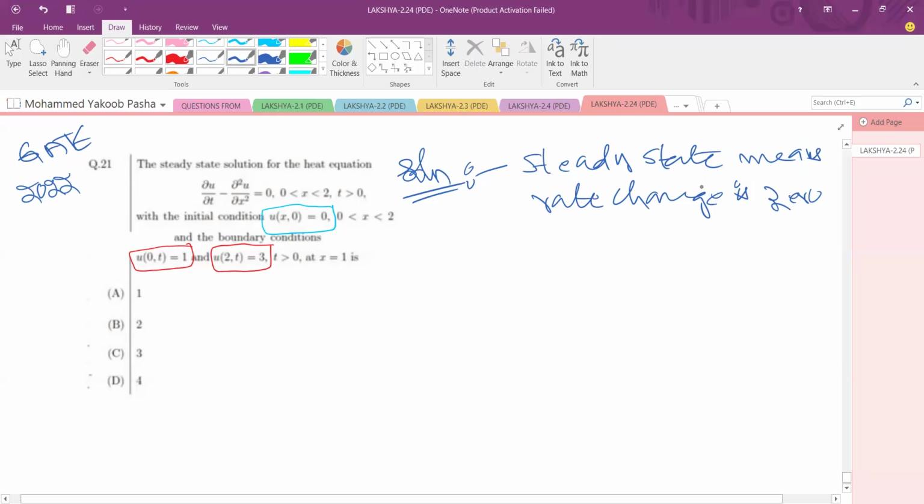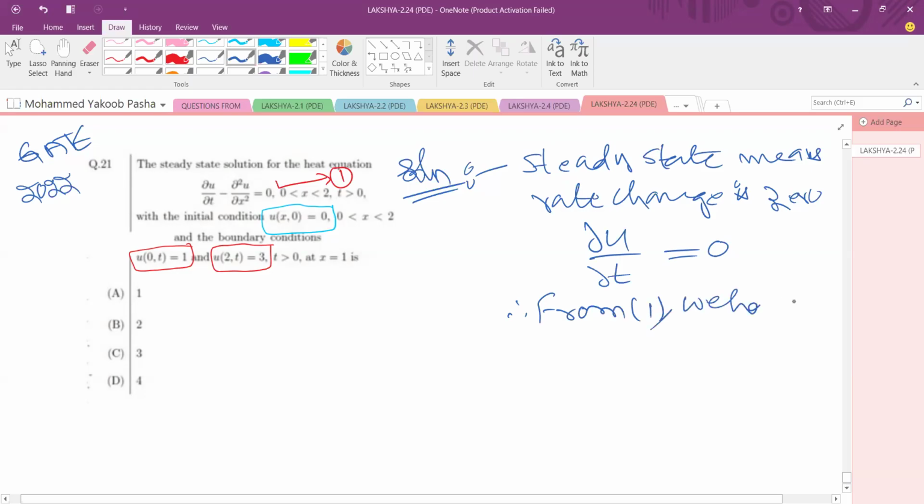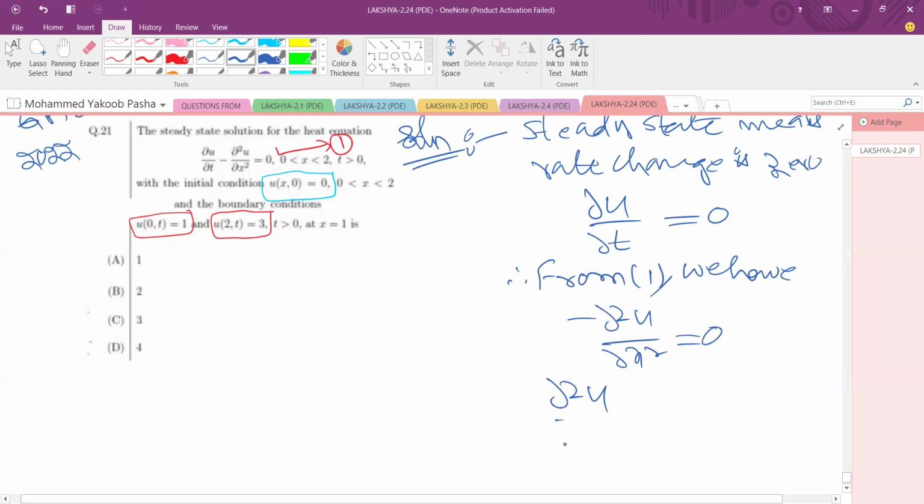So steady state means it will be 0. It will be 0 means dou u by dou t is equal to 0. I'm taking this as equation number 1. Now substitute in equation number 1. Therefore, from equation 1, the left side minus dou square u by dou x square is equal to 0. So dou square u by dou x square is equal to 0.